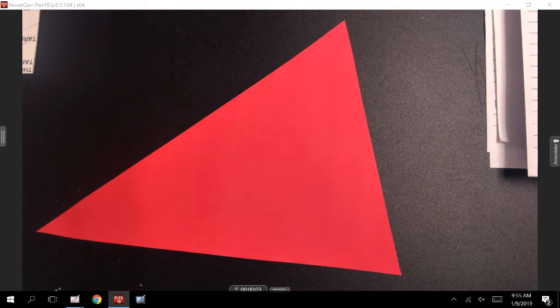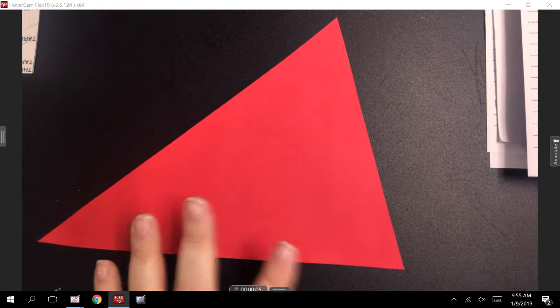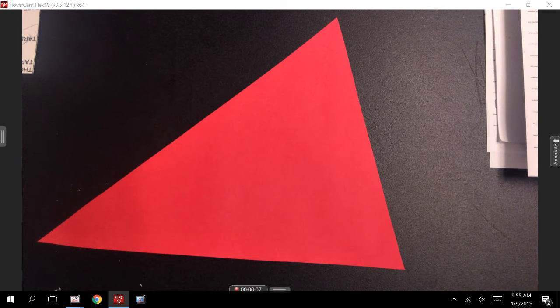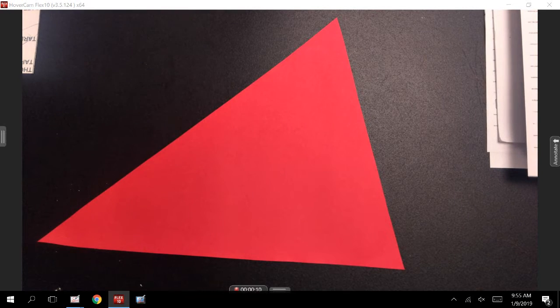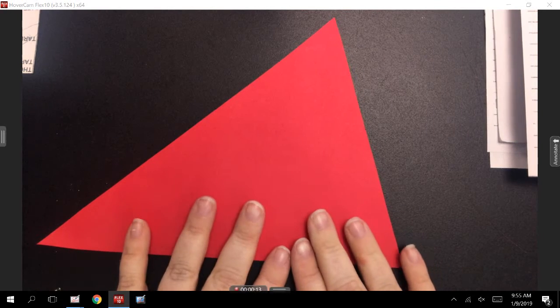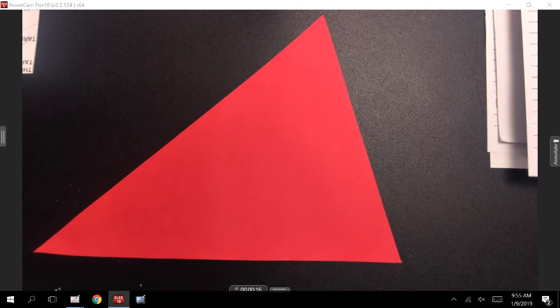What shape is this? Triangle. And what is the formula for a triangle, Caden? A equals BH divided by 2. Perfect. All right, so something you might not realize is that a trapezoid comes from this shape.